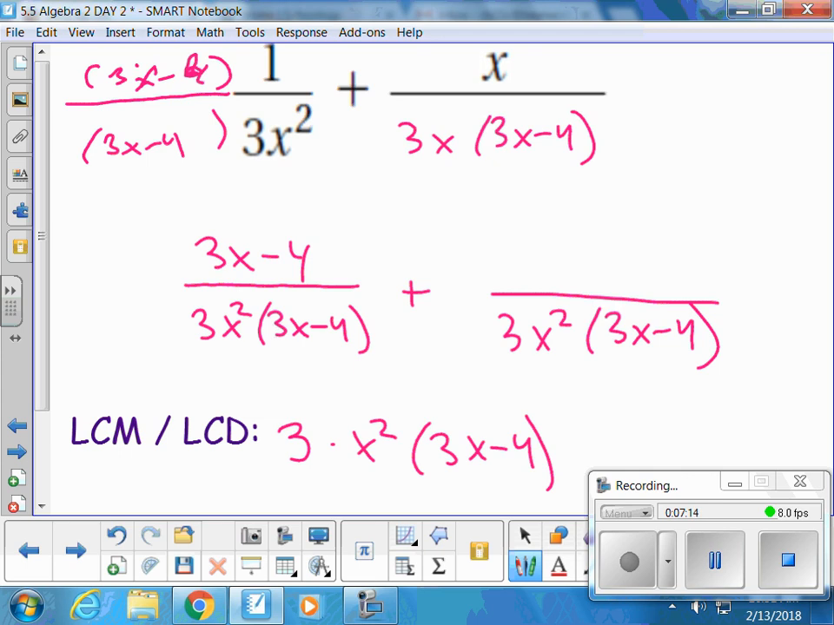Okay. Ready to do our second fraction. If I'm starting with a 3x times 3x minus 4, and I want to become a 3x squared times 3x minus 4, what do I need to add to this guy? Just a single x, right? So what you put on the bottom, you have to put on the top as well. And then my top will be x times x, which is x squared.